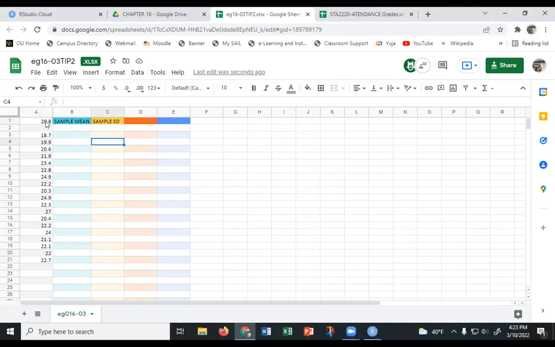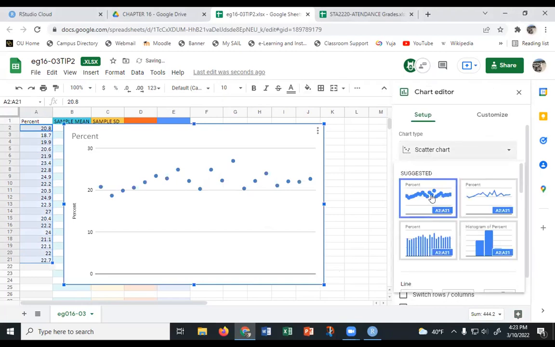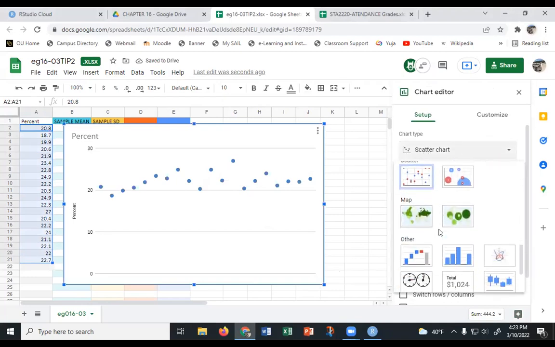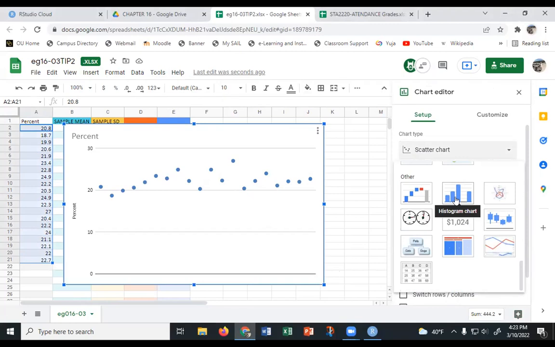Oh, darn it. How do I go back? Control V. There. And then insert, and then chart. I don't want scatter. I want histogram. Right here, histogram chart.